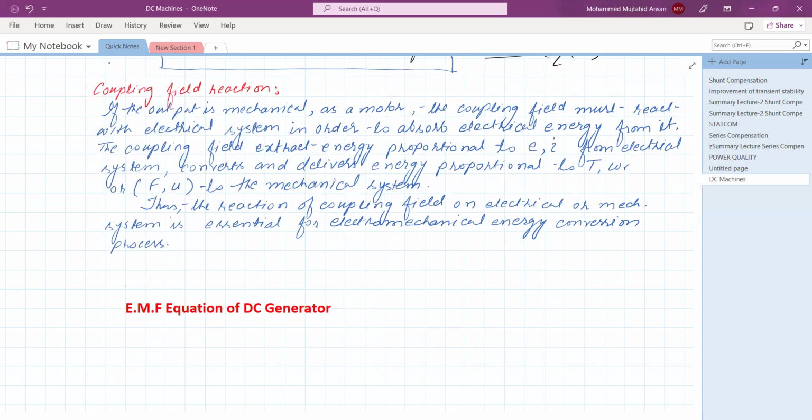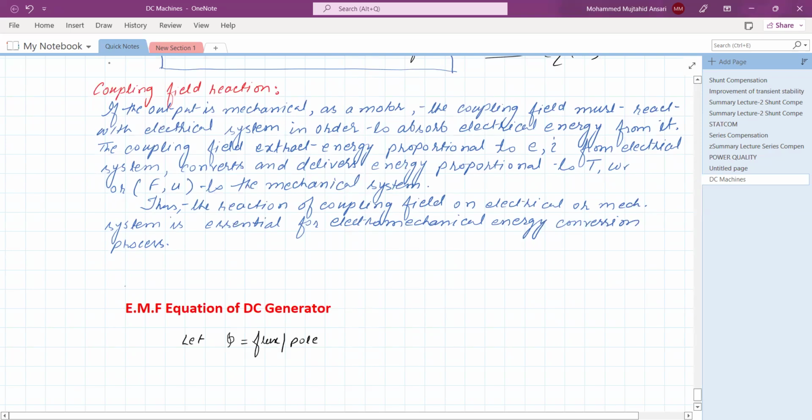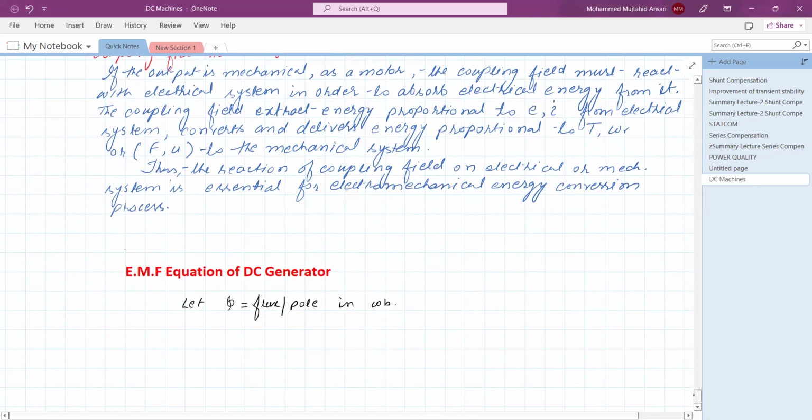So let phi be the flux per pole in Weber. What is the flux per pole? We are using an electromagnet. Say this is one pole, just for understanding.